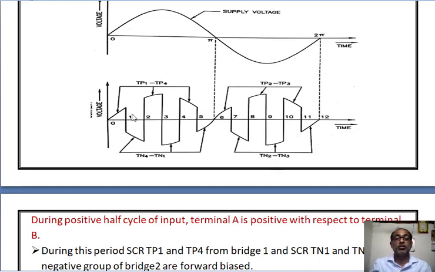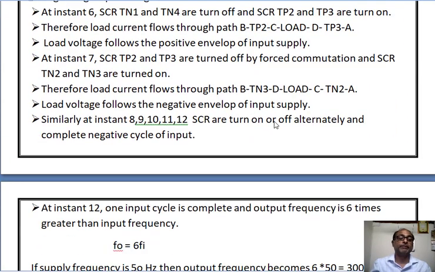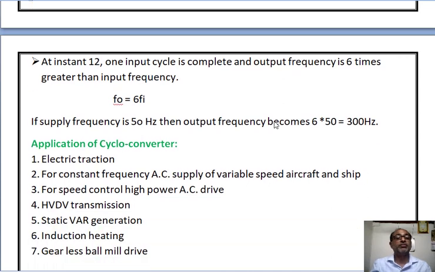We can also say that the output voltage frequency is 6 times the input frequency. That means output frequency f0 is equal to 6 fi. So if the supply frequency is 50 Hz, then the output frequency becomes 6 into 50, which is equal to 300 Hz.